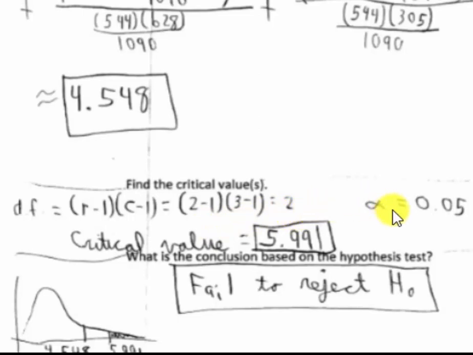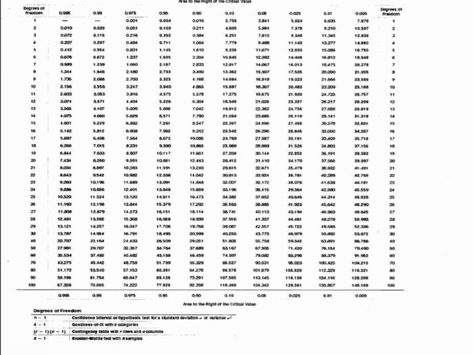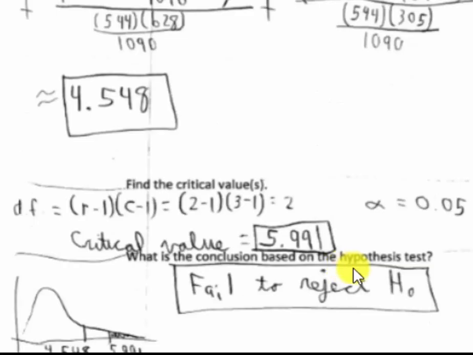Our alpha is our level of significance, which would be 0.05. Whenever we look this up in the table, and I'll go ahead and post the table right here, find degrees of freedom 2, alpha equals 0.05. And we should get the critical value to be 5.991. Now that we have our critical value, we can move on to our conclusion.